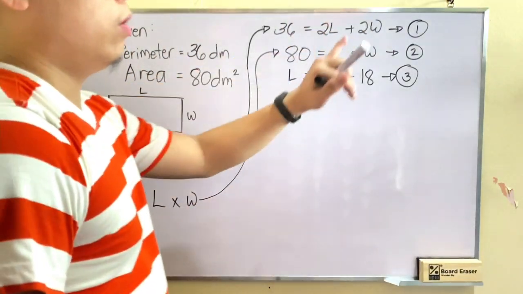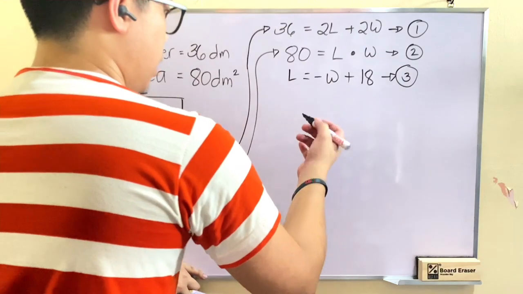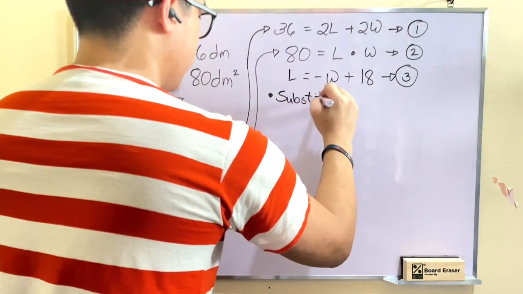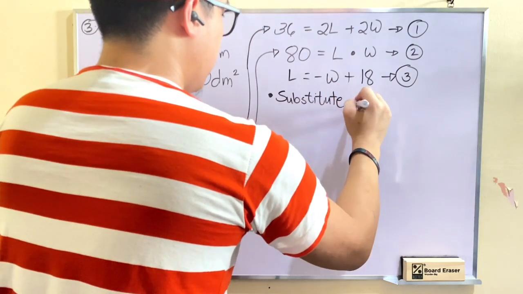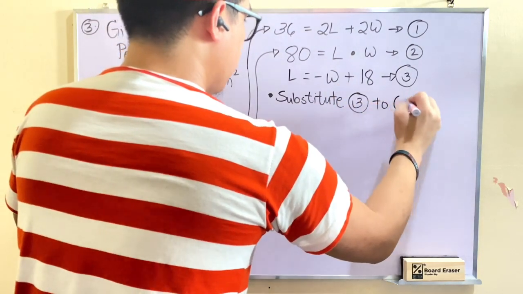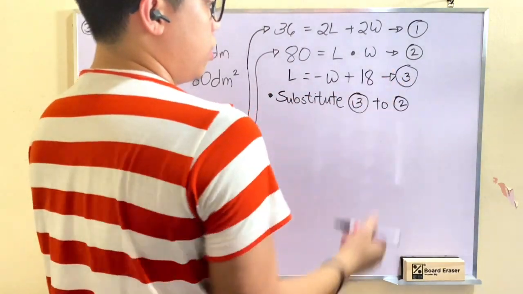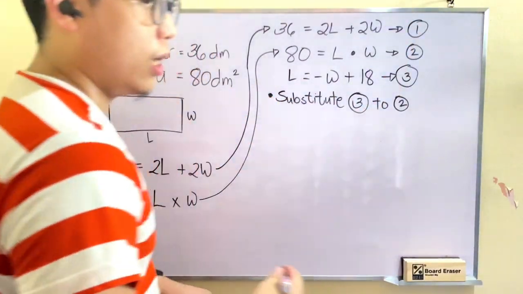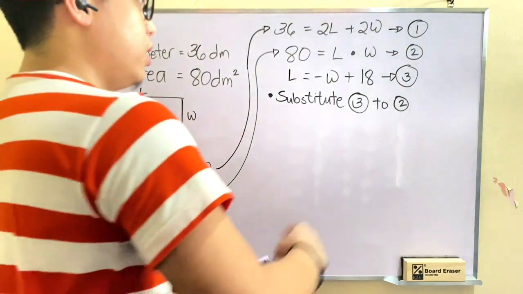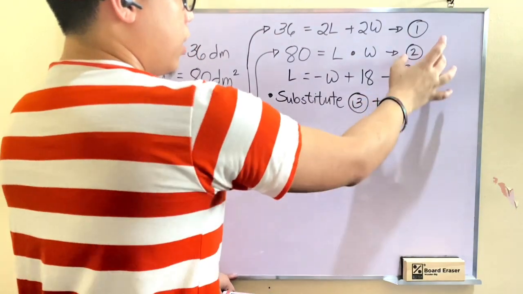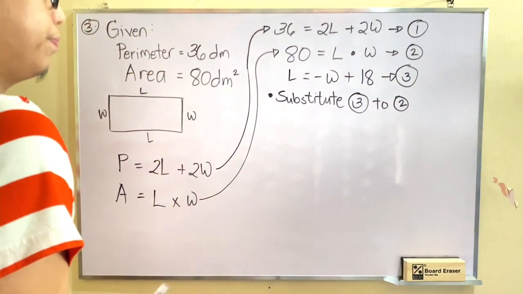Okay, so meron tayong 3 equations. So, ang gagawin naman nating sunod, substitute equation 3 to equation 2. Wag na wag nyo isa-substitute si equation 3 kay equation 1. Bakit? Kasi si equation 3 is, saan ba nanggaling? Di ba kay equation 1? So, dapat si equation 3 kay equation 2.